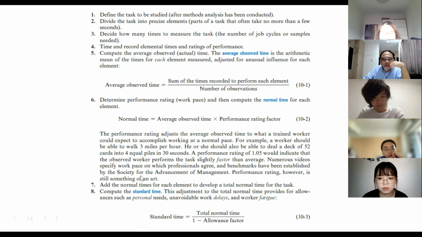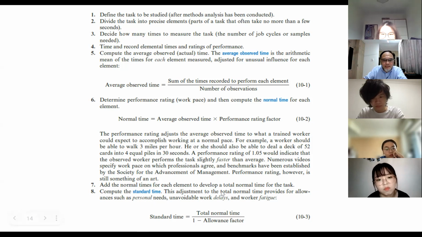So you can see videos, specify workspace, and there are benchmarks on that. Performance rating is still somewhat an art. Why is it an art? Because it is judgment. It is based on the observer's eyes. For example, if I've seen welding work, I know how fast the worker is actually doing.